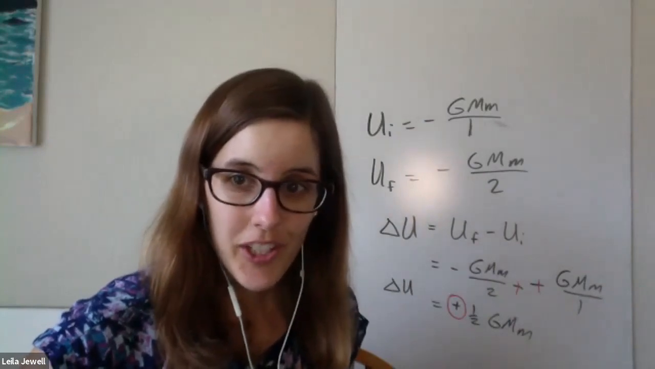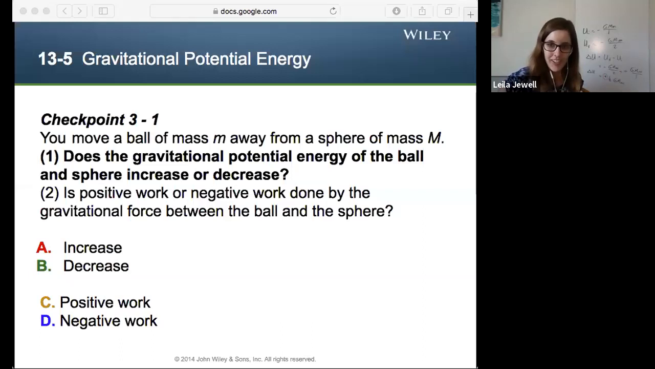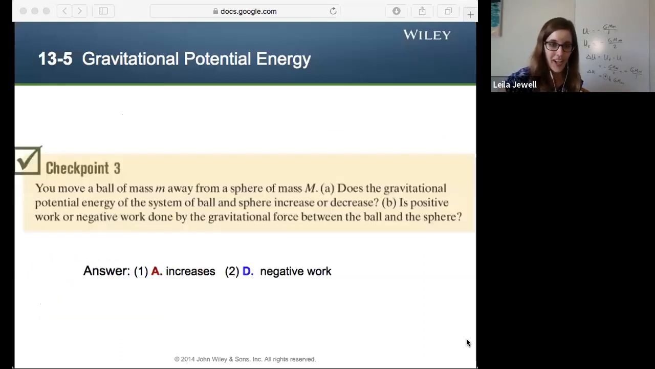Now we can double check our answer real quick. So we go on, and indeed it does. Potential energy has increased, and it is negative work that is done. The opposite is true of the potential energy and the work. They have the opposite sign.